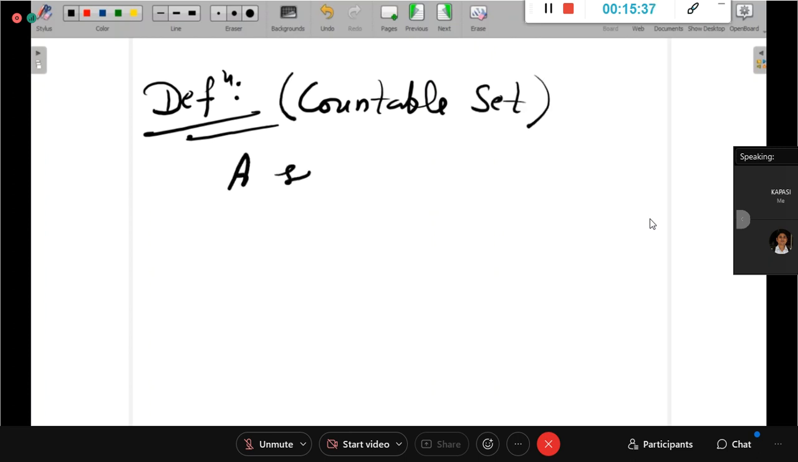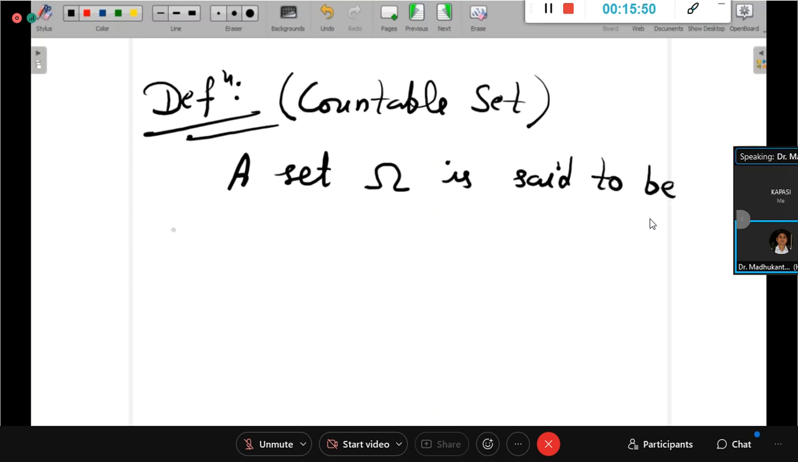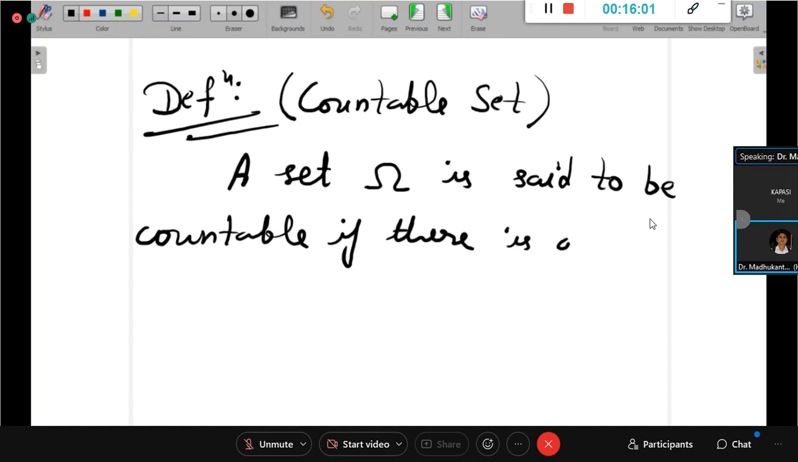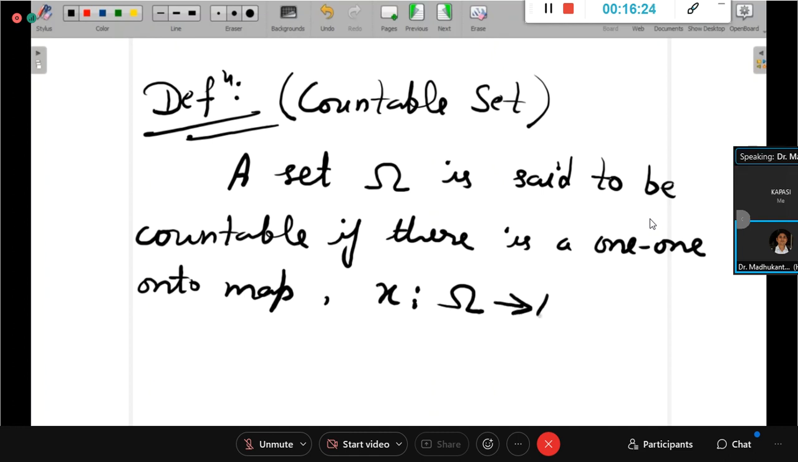Okay, so a set, let's say omega, is said to be countable if there is a one-one onto map from omega to the set of natural numbers.